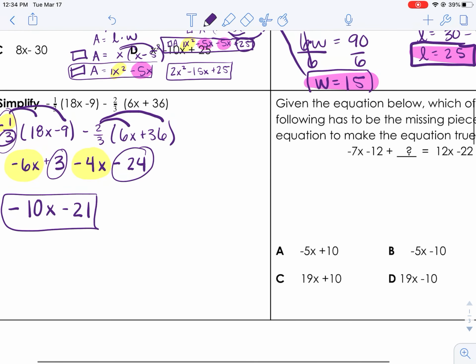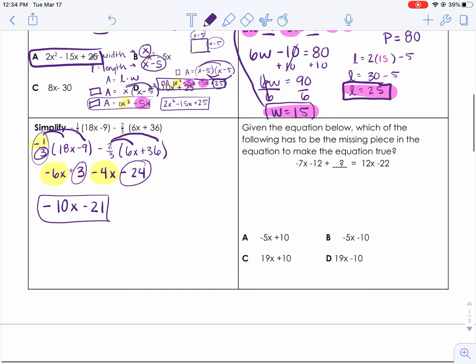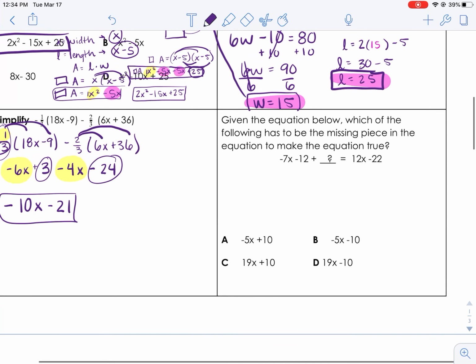So that's that one. And then the last one on the inactive part of this, we want to solve for the missing piece. So for the missing piece, we want to treat this question mark like a variable. So let's pretend that's like x, and we just need to undo everything that's being done to that question mark. So right now we are subtracting 12 from the question mark. So we're then going to add 12 to get rid of it and put it on the other side.